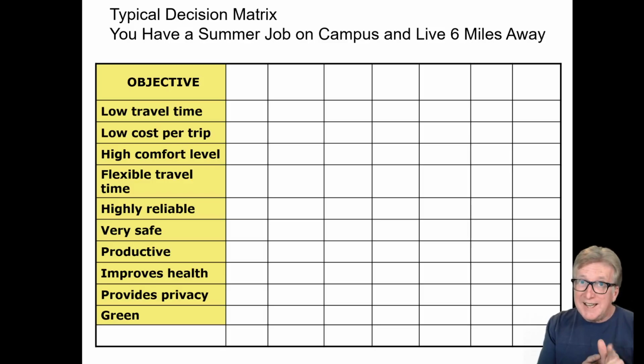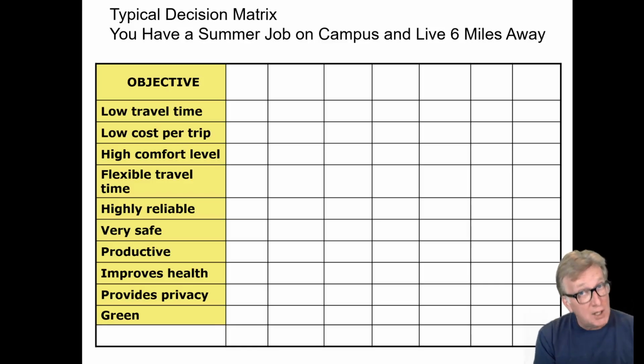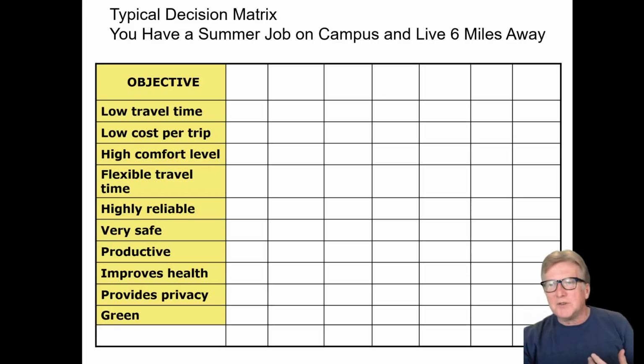Or again, these project or product design specifications: travel time, cost, comfort level, flexibility, reliability, safety is really important, productivity. If you are going to spend a lot of time, can you be productive while you're doing it? There may be some interest in something that's going to add to your health, something that provides privacy. If you're on a bus, you've got a lot less privacy than if you're in your own personal vehicle. And then also a lot of us think about green. Is this something that I'm going to have a minimal footprint on the environment? Am I going to not burn a lot of fuel, add to the carbon load of our atmosphere? So green, sustainability, and being environmentally friendly. If you think about it though, this is not quite enough.